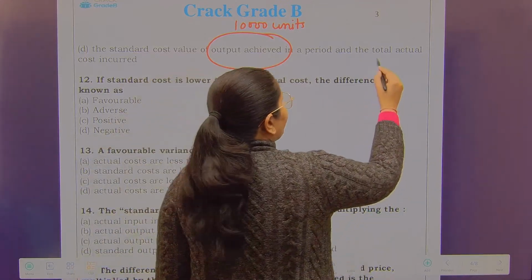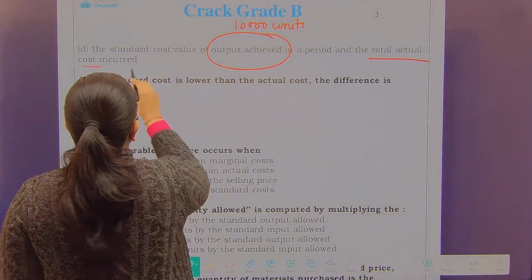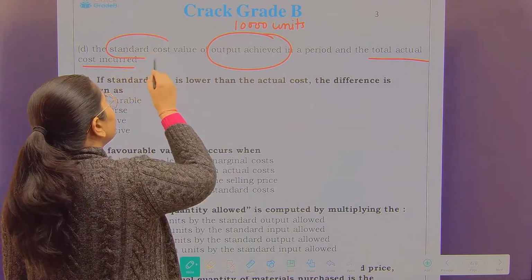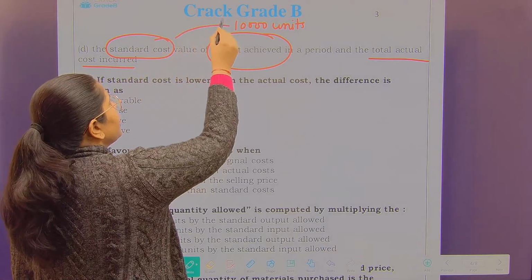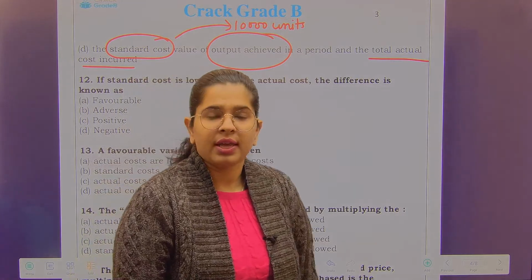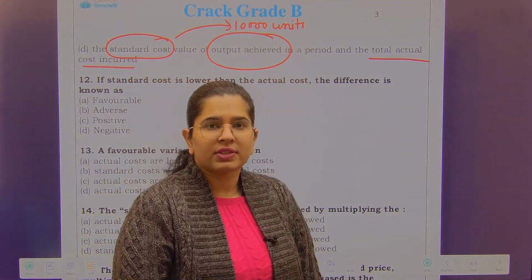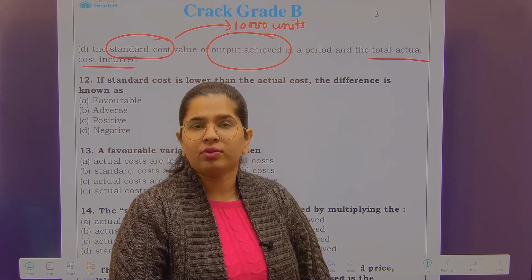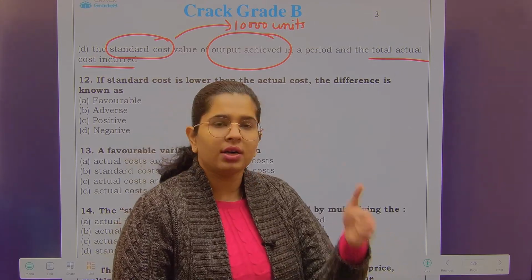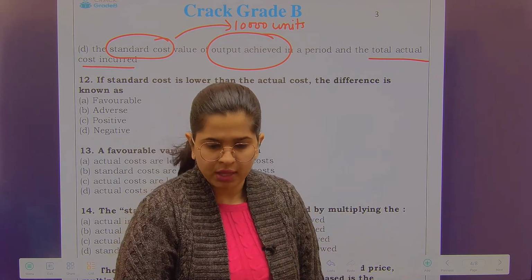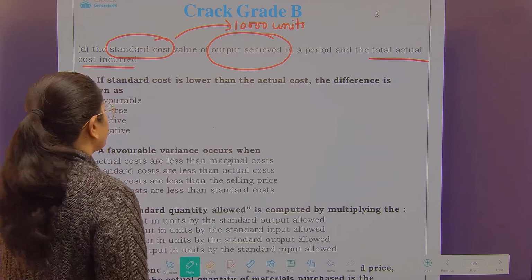So I already have the total actual cost. Now the thing I would like to find out is the standard cost for achieving this particular level of output. What is the standard cost of achieving 10,000 units? Then I will find out that this is the standard cost, this is the actual cost, and this is the variance between these two, right? Moving on to the next question.